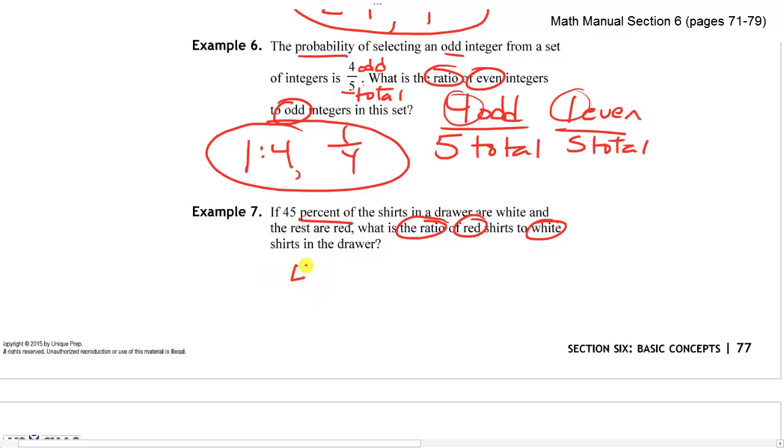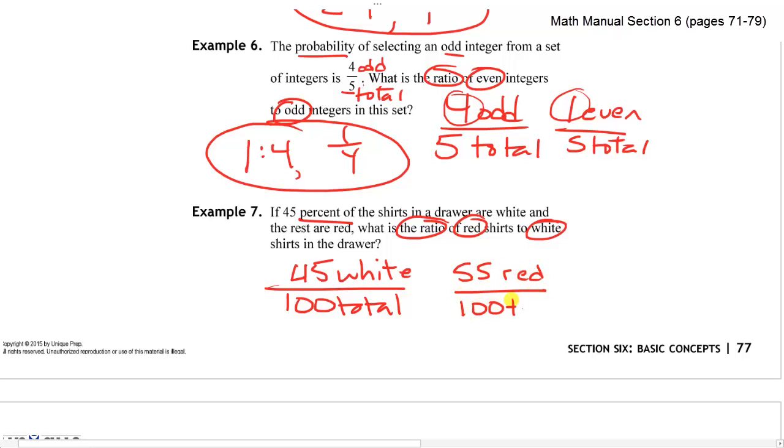So this 45% of the shirts in the drawer that are white means 45 white out of 100 total shirts. If there are 45 white and the rest are red, that means that 55 of them are red. 55 out of that 100 total have to be red. That 55 is just 100 minus 45. That has to give us our red shirts.